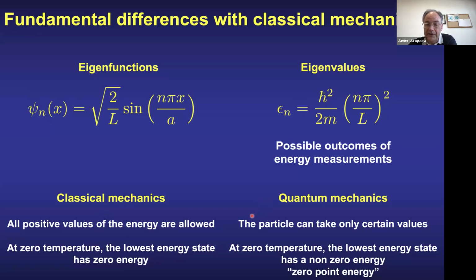However, in quantum mechanics, there are two important differences with respect to the classical solution. The first one is that the particle can take only certain values. The solutions are quantized, and at 0 temperature, the lowest energy state has a non-zero energy that is called the zero-point energy. In particular, this energy takes the value where n is equal to 1, and it will take the value h bar squared over 2m, pi squared over L squared.